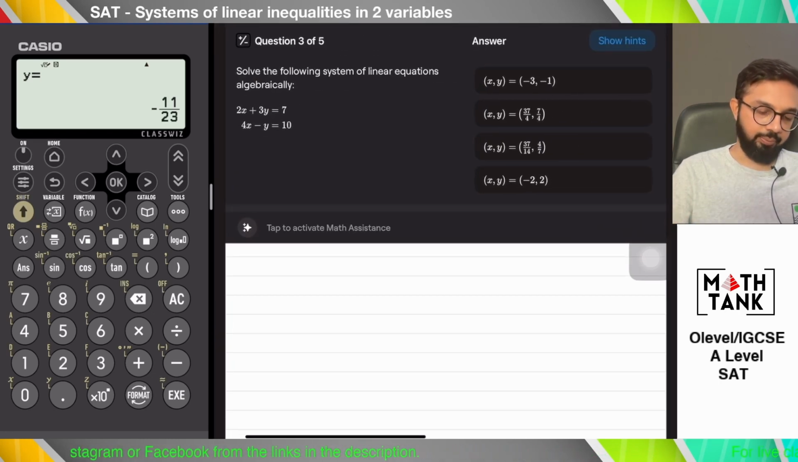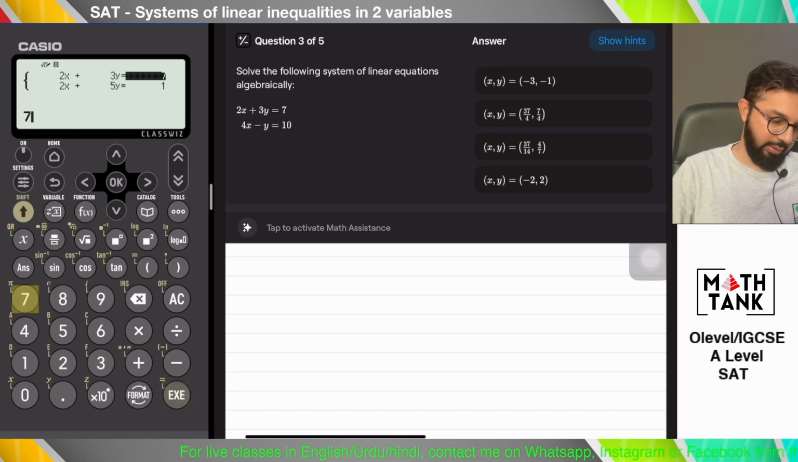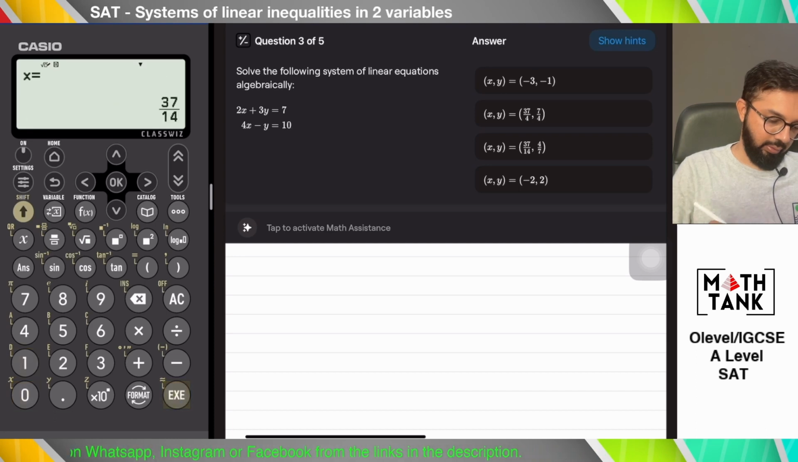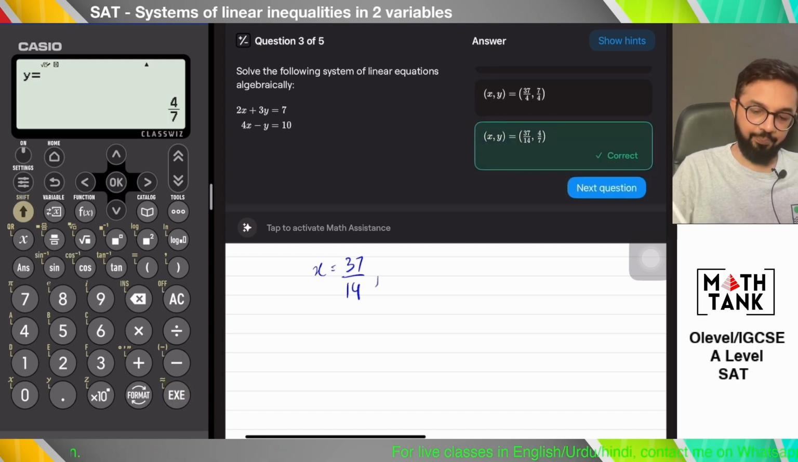Okay. Solve the system of linear inequalities. Again, I'm going to do this on my calculator. 2, 3, 7. Okay, and 5 is 4 over 7. That is the correct answer.